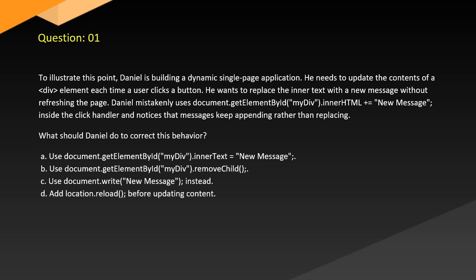Question 1. To illustrate this point, Daniel is building a dynamic single-page application. He needs to update the contents of an element each time a user clicks a button. He wants to replace the inner text with a new message without refreshing the page. Daniel mistakenly uses document.getElementById('mydiv').innerHTML += 'new message' inside the click handler and notices that messages keep appending rather than replacing. What should Daniel do to correct this behavior?